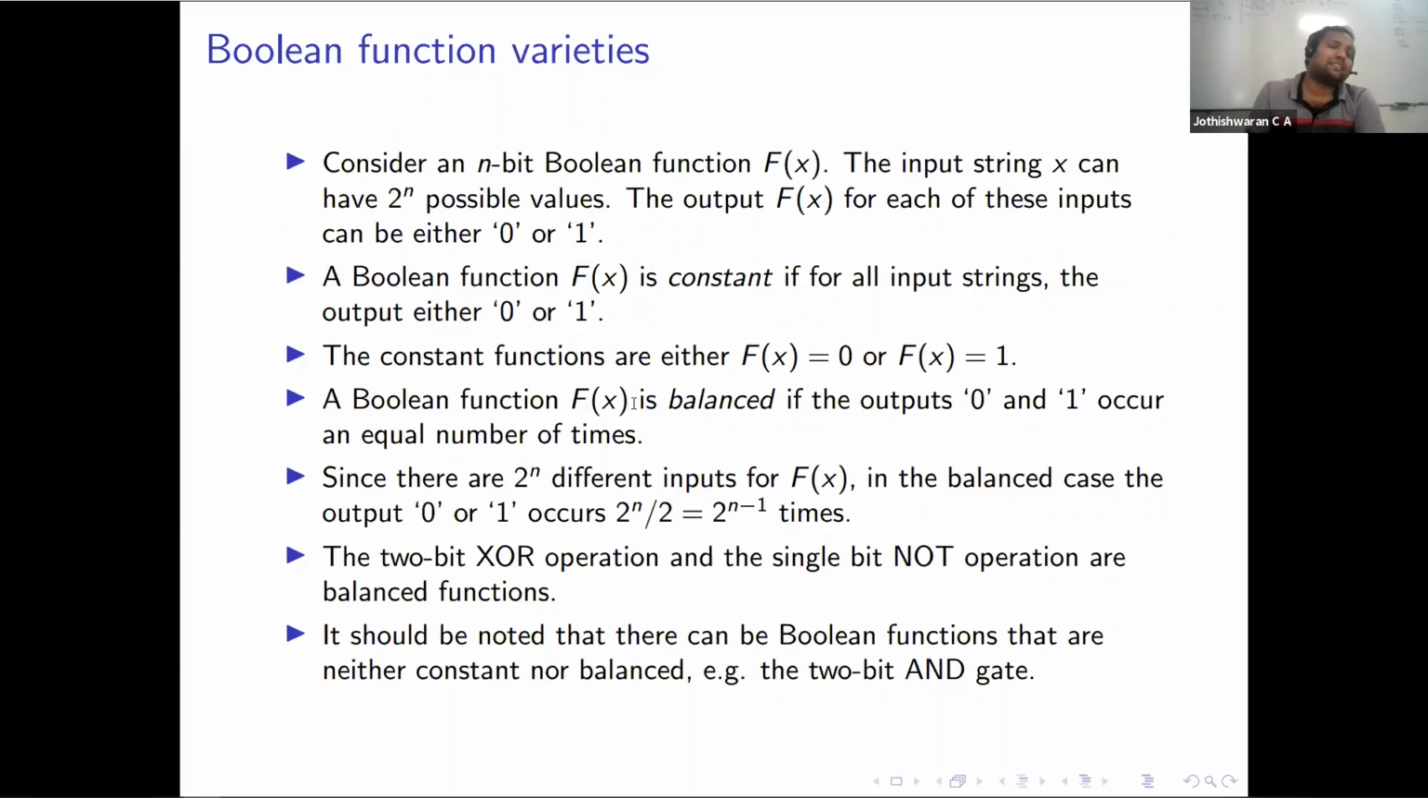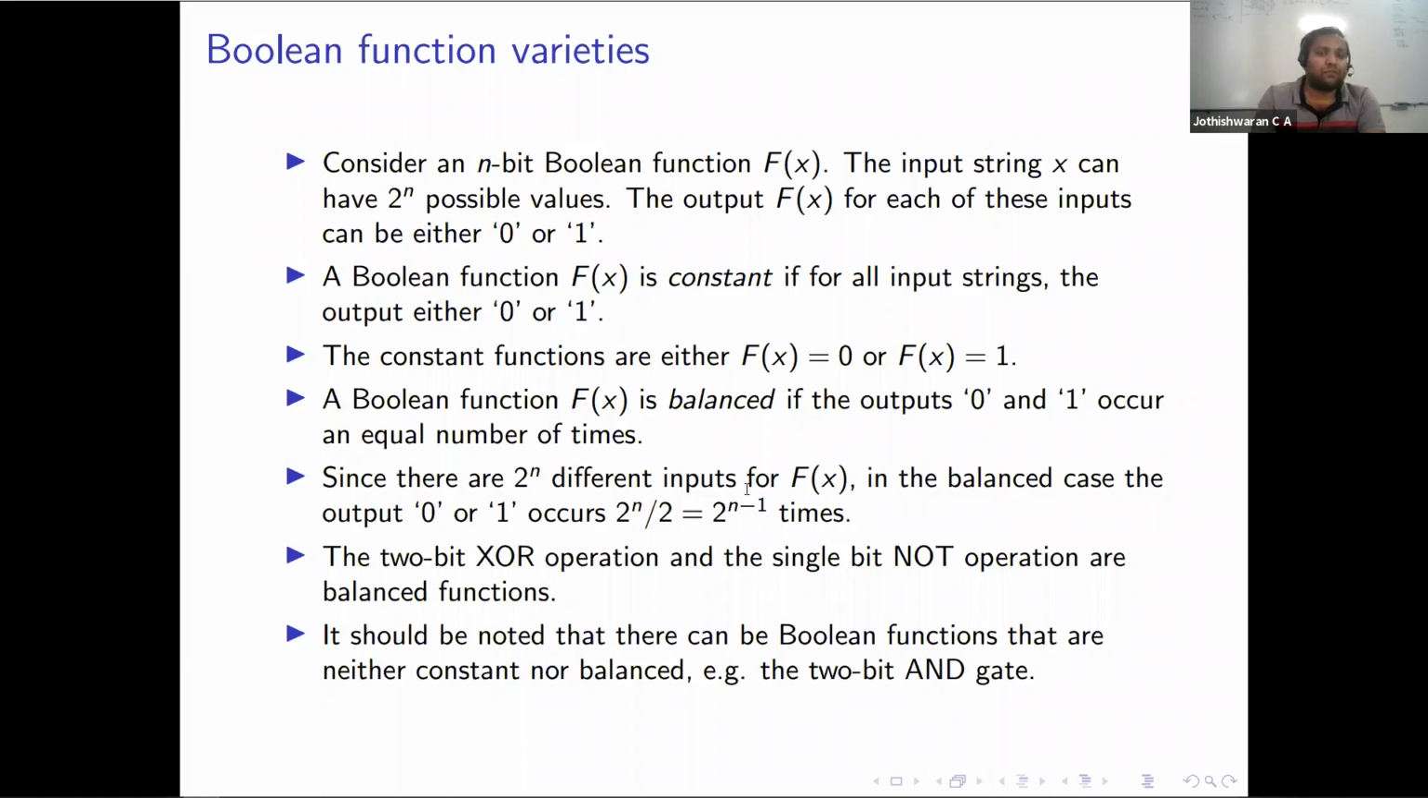Now we are defining another variety of Boolean functions that is known as a balanced Boolean function. Now what is a balanced Boolean function? It is when the outputs 0 and 1 occur an equal number of times. So what does that mean? Since I have 2 to the power n possible values for the inputs, I will get 2 to the power n outputs. Now in this, I need to have zeros and ones occurring an equal number of times. So if I have 2 to the power n inputs, then the output 0 will occur 2 to the power n divided by 2, that corresponds to 2 to the power n minus 1 times, and 1 will occur the remaining 2 to the power n minus 1 times.